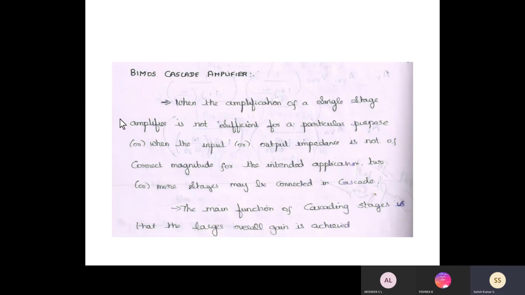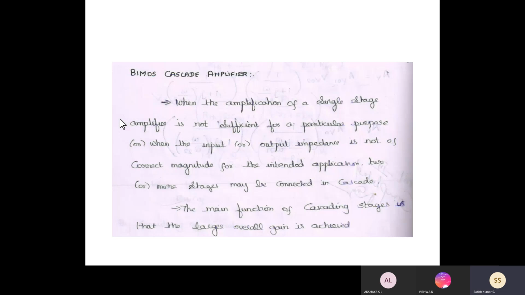One is voltage gain, another is current gain, and 2 more things are input impedance and output admittance. In some places they call it output impedance, and in some books they call it output admittance. Right. So these 4 parameters play a major role while selecting an amplifier. The first question is why we have to go for cascading, why we have to connect more than one amplifier with others. That is what we call cascading.